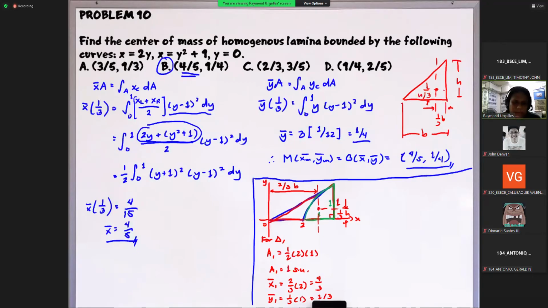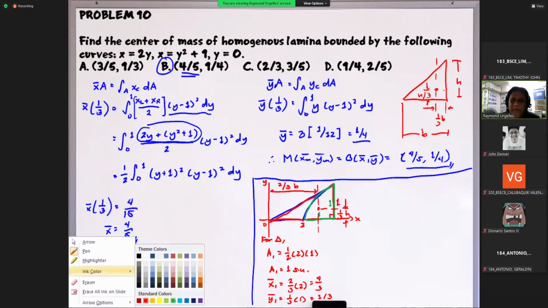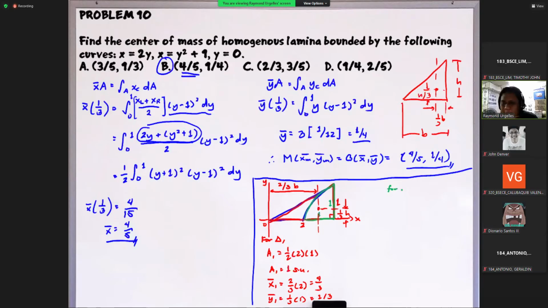The next one is the parabola. For the parabolic segment, we have the area, which we'll call A2. Again, this is 2/3 times base times height. Both are 1 unit, so this is equivalent to 2/3 square units. As for its centroid, our direct formula for a half parabola requires only that we know where the base is and where the height is.